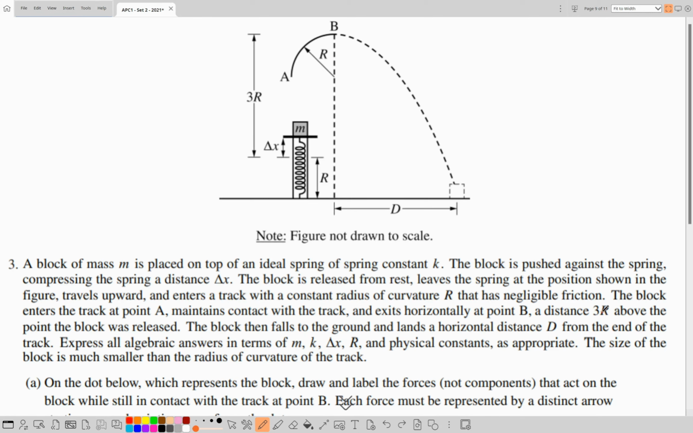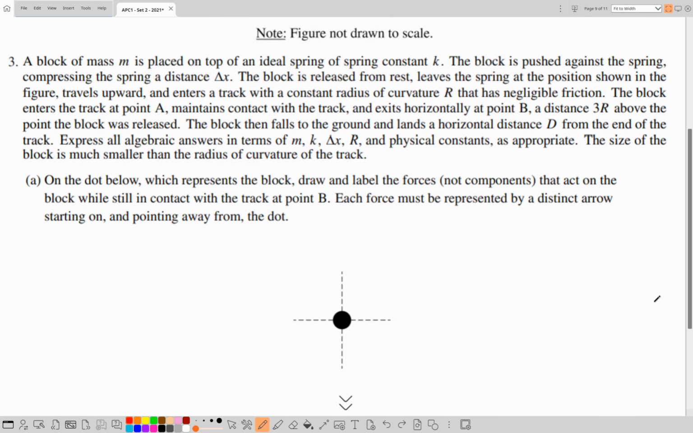It exits at a distance 3r above the point the block was released. The block then falls to the ground and lands a horizontal distance d from the end of the track. Express all algebraic answers in terms of m, k, delta x, r, and physical constants as appropriate. The size of the block is much smaller than the radius of curvature of the track. Then let's start with part A.